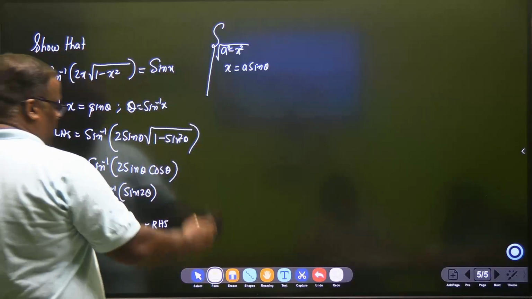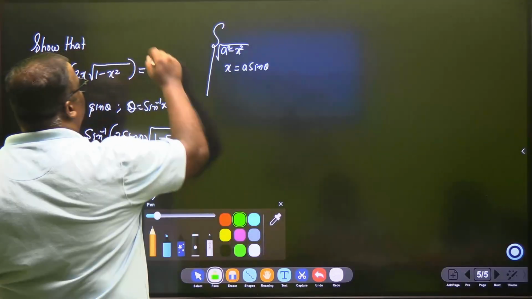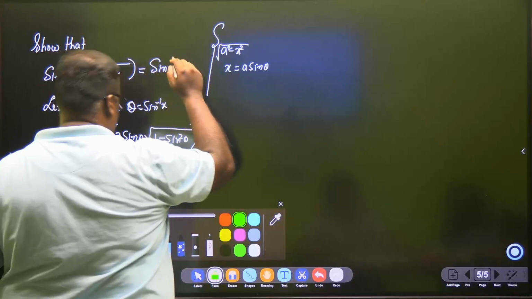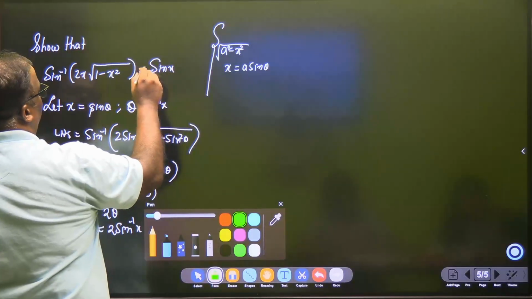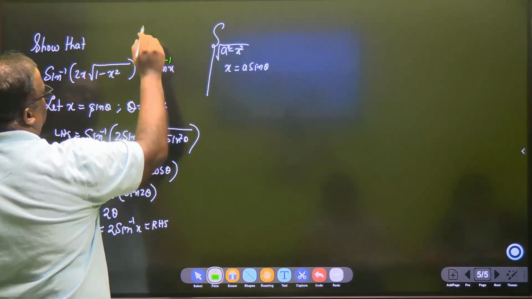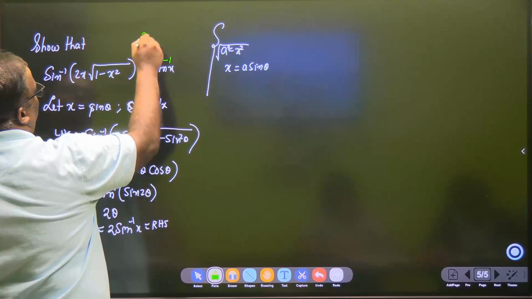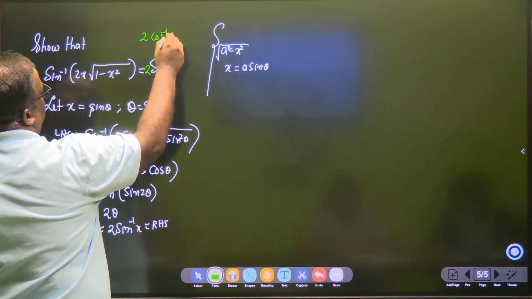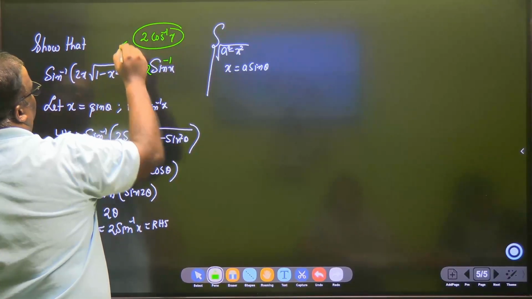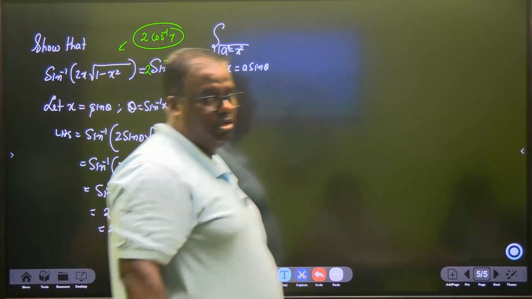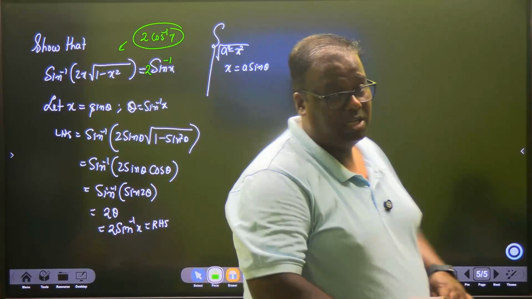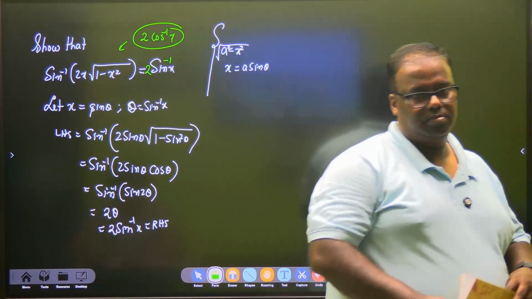Same problem you do on your own. On this side we have, sorry, this is to prove 2 sine inverse x. So you prove 2 cos inverse x. Prove the same problem. Same LHS. 2 cos inverse x. Same question.